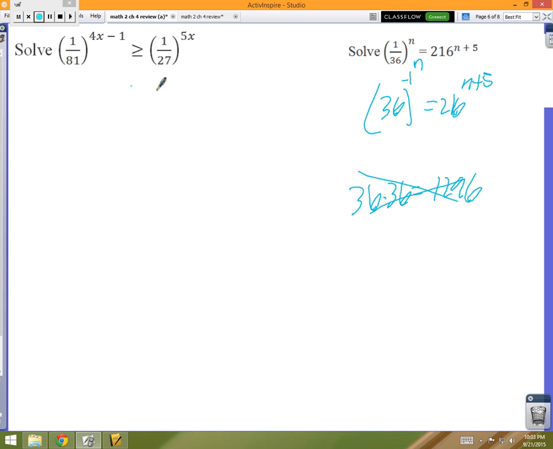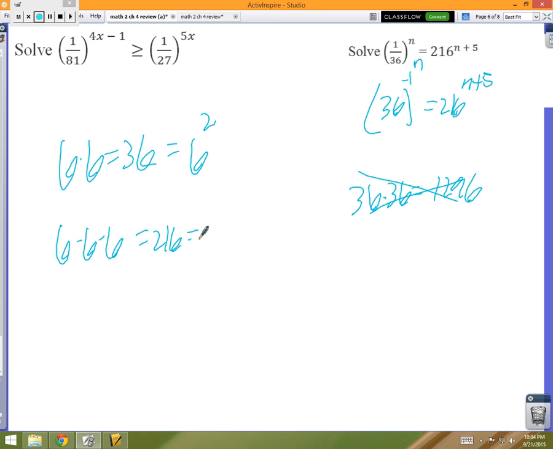So that's going to be like this first one. I have to use something smaller than 36. And 36, I know we can do 6 times 6 is 36. So I can create a 36 by using 6's. And that is 6 squared. So 216, if I do 6 times 6 times 6, if I do 3 6's, that is 216. So here we go. These are going to be my two new bases, 6 squared and 6 cubed.